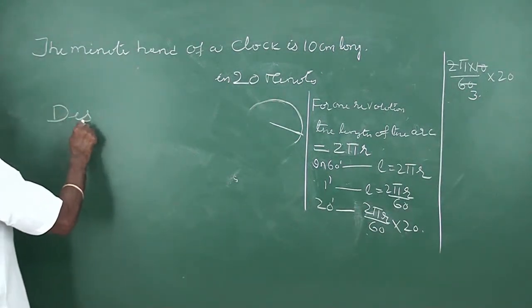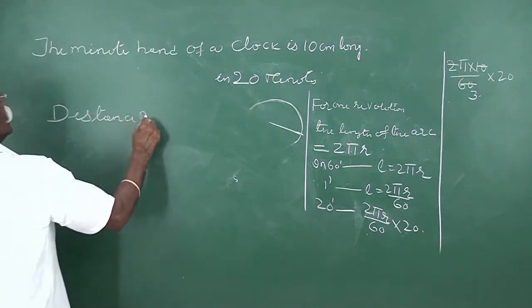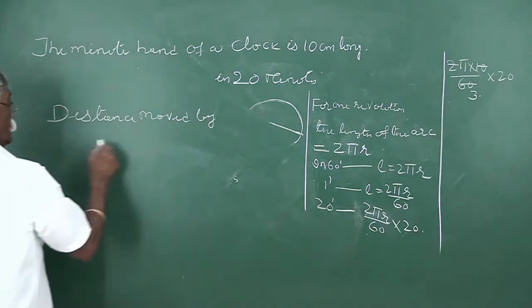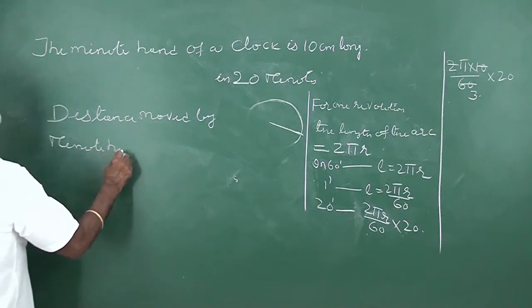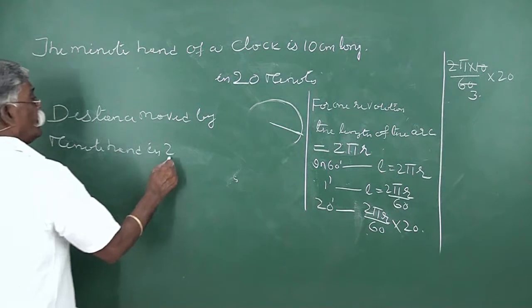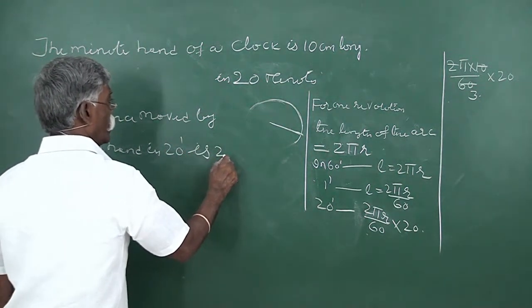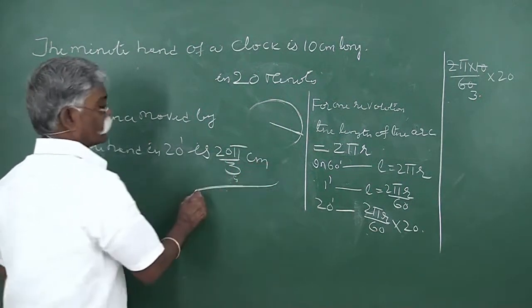So distance moved by minute hand in 20 minutes is 20 pi by 3 centimeters.